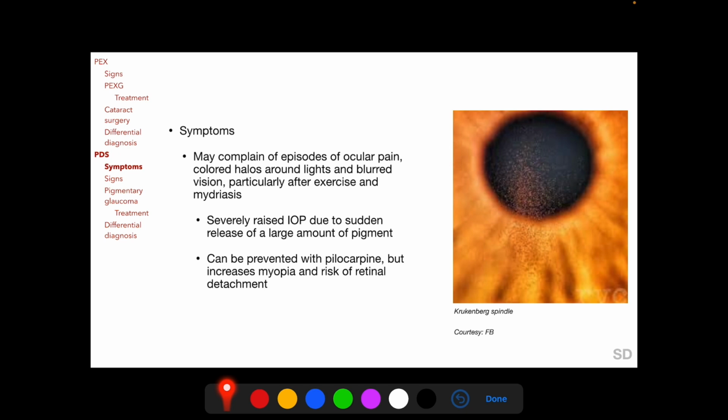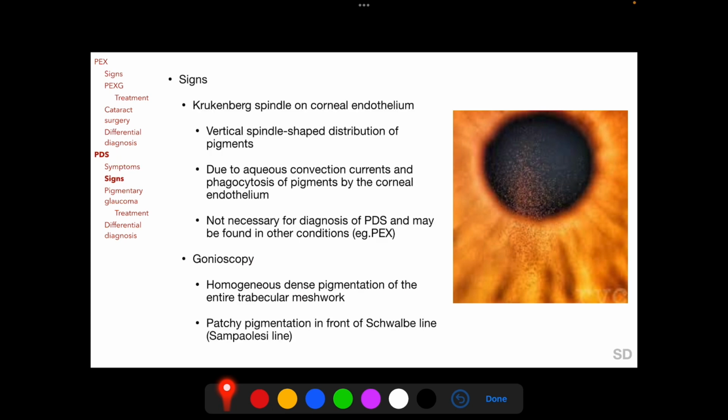And these episodes can be prevented with pilocarpine, which reduces the posterior bowing of the iris. But pilocarpine, on the other hand, increases the risk of progression of myopia and also the risk of retinal detachment in these myopic patients. The most common clinical sign which arouses the suspicion of pigment dispersion syndrome is occurrence of Krukenberg spindle on the corneal endothelium, as seen in this photograph.